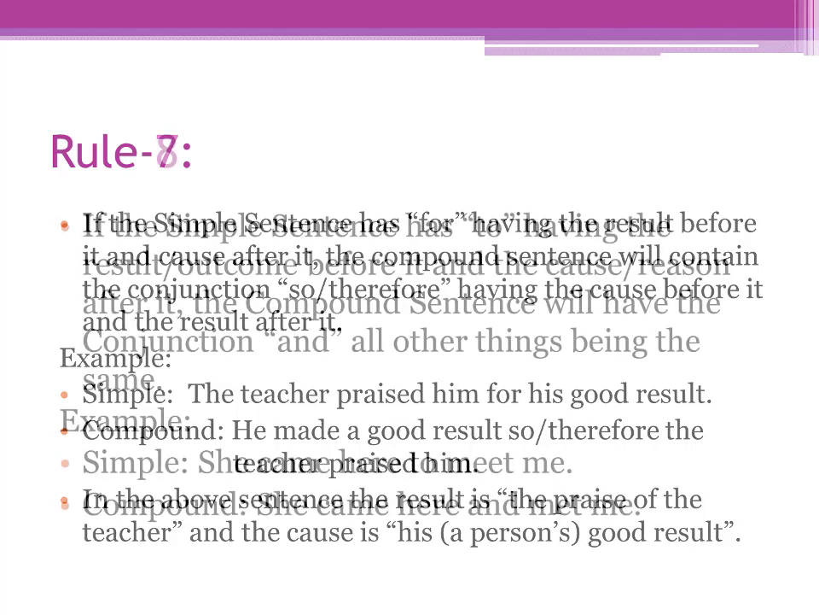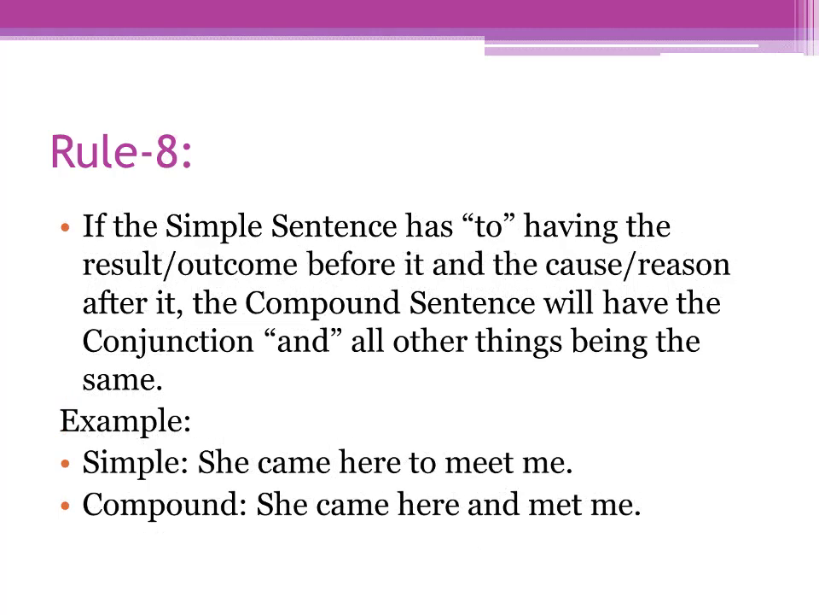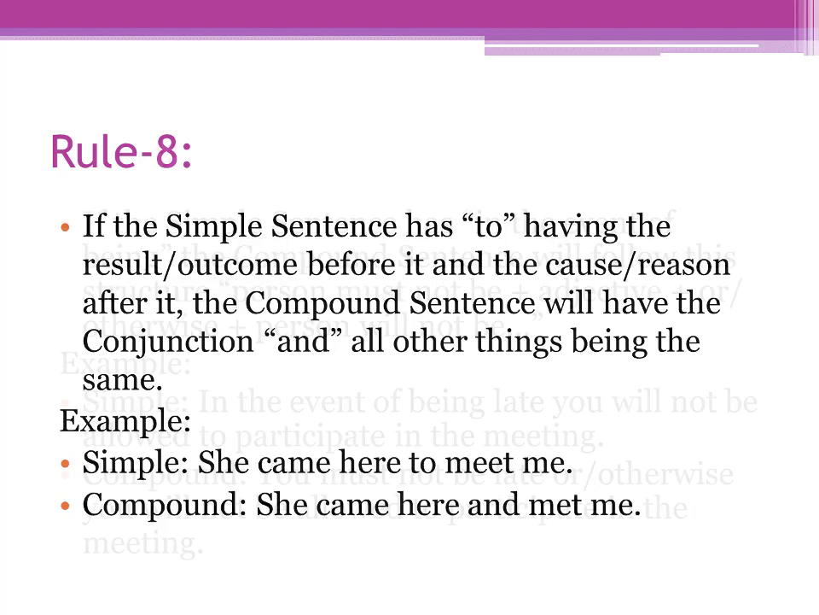In the above sentence, the result is the praise of the teacher and the cause is his good result. Rule 8. If the simple sentence has "to," having the result or outcome before it and the cause or reason after it, the compound sentence will have the conjunction "and," all other things being the same. Example: She came here to meet me. Compound: She came here and met me.